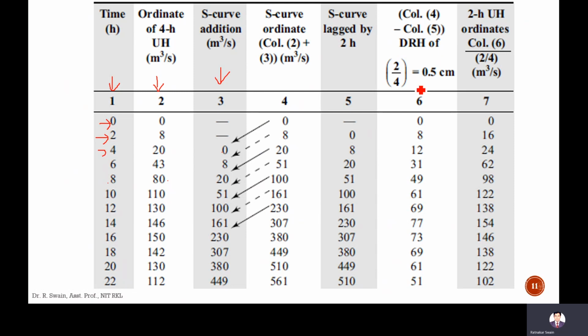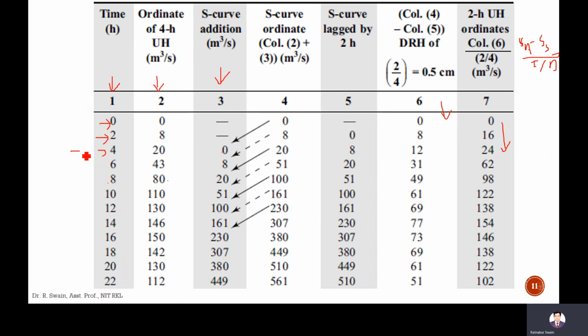So column four is SA minus SB, which you have to find, and 2 by 4 is 0.5. So SA minus SB divided by t by T gives the ordinates. These are the ordinates of t hour duration of 1 cm excess rainfall. And here, 0, 8, 20, 43, 80, 110, 130, 146 is given.